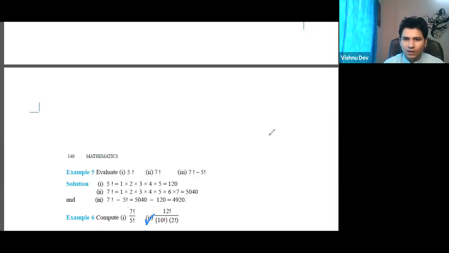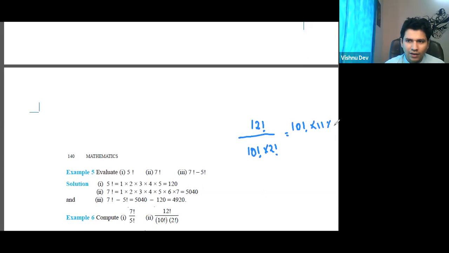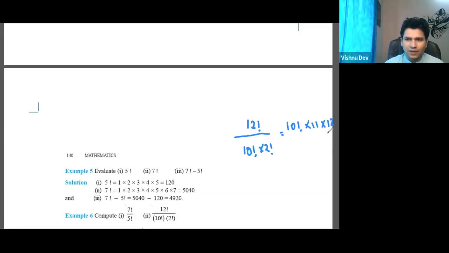So what is 12 factorial? Tell me. Step by step. So 12 factorial divided by 10 factorial into 2 factorial. Now, what is 12 factorial? So 12 factorial is 10 factorial into 11 into 12. 66 is the correct answer, guys. Very good. Divided by 10 factorial into 2, because 2 factorial is 2.